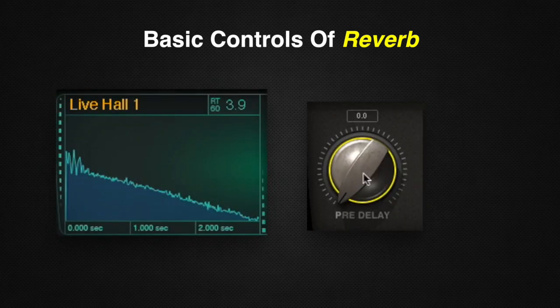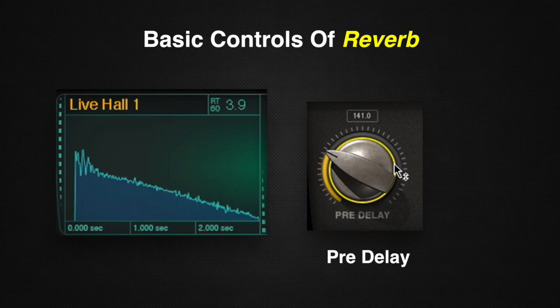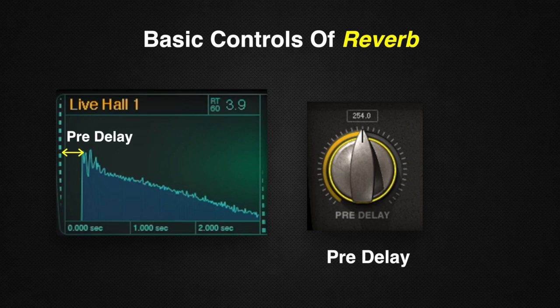Next is the pre-delay. This is the time between the end of the initial sound and the beginning of the first reflections being audible. This will give your mix a little more transparency by leaving some space between the original sound and its reverb. So if you don't want your sound to be completely washed away, then add a little pre-delay. Also, using the pre-delay will give the feeling of a bigger space.